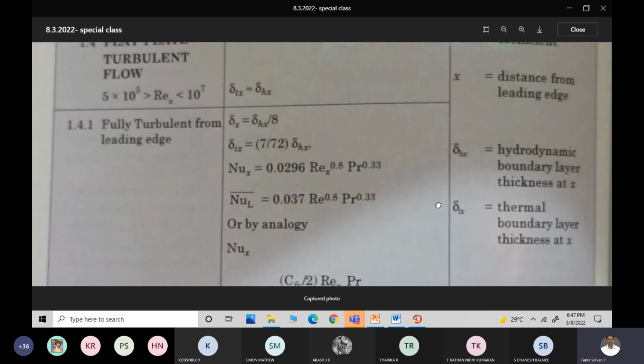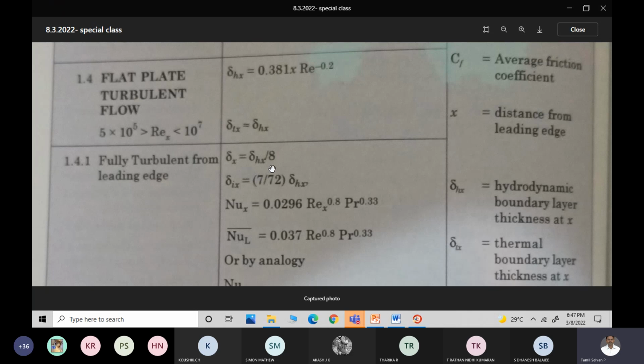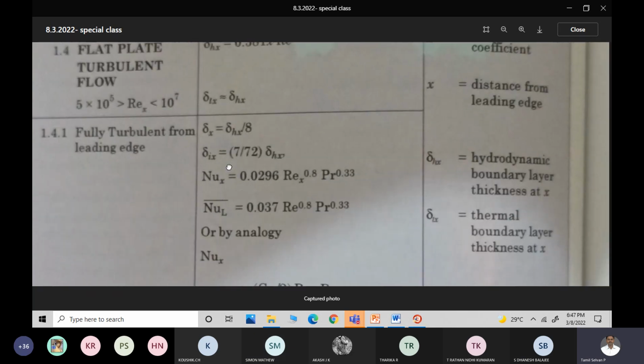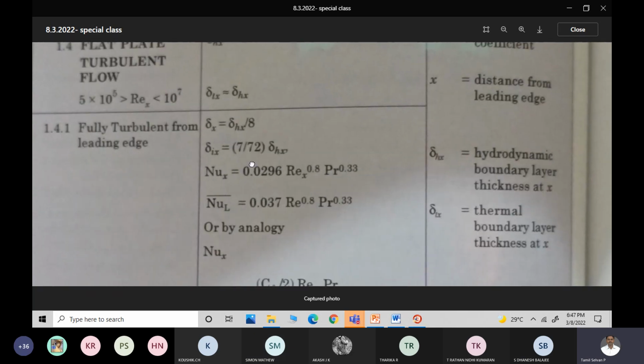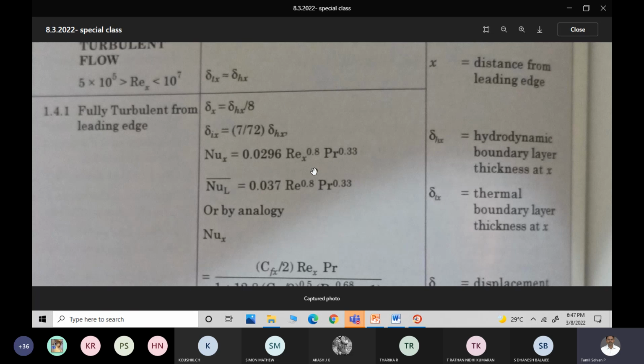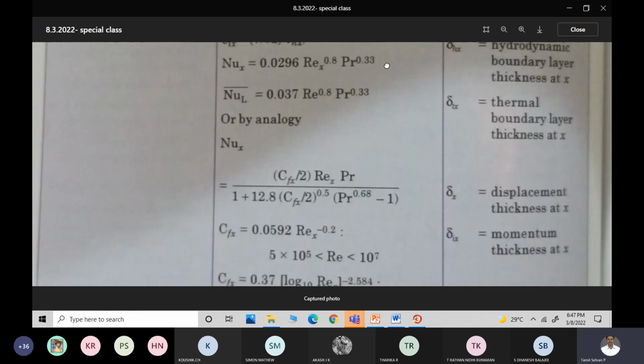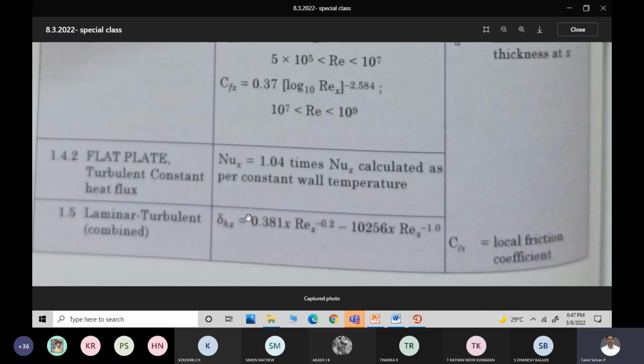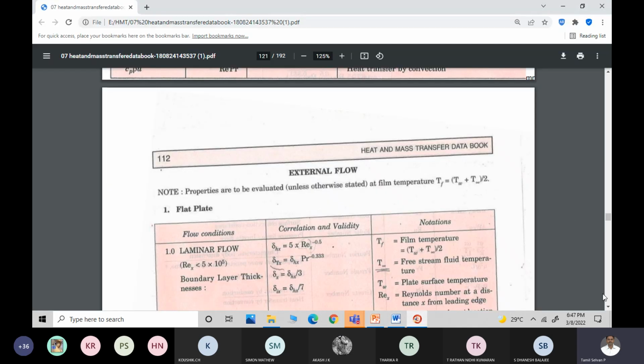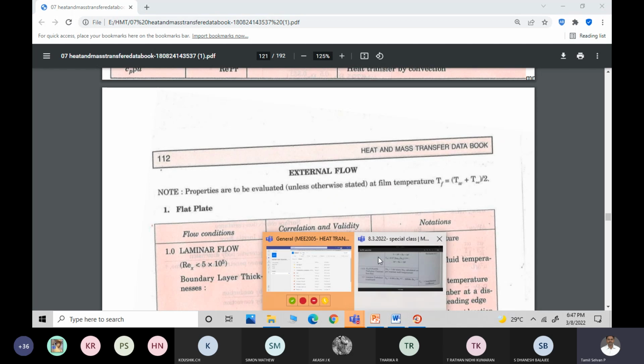So you can see here, for fully turbulent from the edge, you have to use this del x formula, and this for average Nusselt number. For laminar turbulent combined, you have to use this del Hx formula. But here, since we have laminar flow, you can use this del Hx, which is equal to 5x into Reynolds number per x. Is it okay, students? This is very, very important.